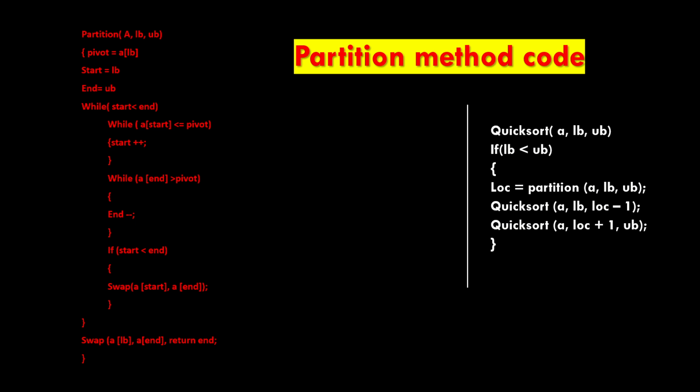And sa quicksort naman po, quicksort code is quicksort and the value of A, then lower bound, upper bound. So if lower bound is lesser than upper bound, then location is equal to partition of A, lower bound, and upper bound, then quicksort A, lower bound, and location minus 1. Then quicksort A, location plus 1, then upper bound.